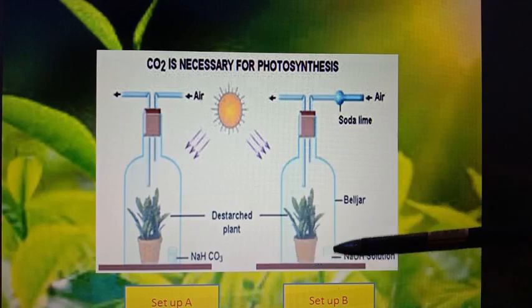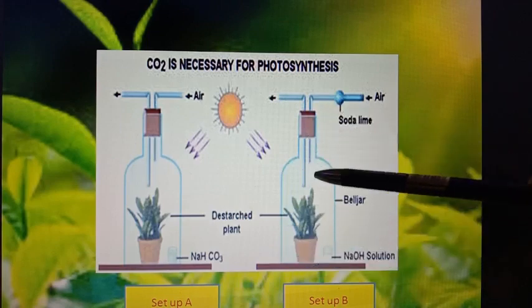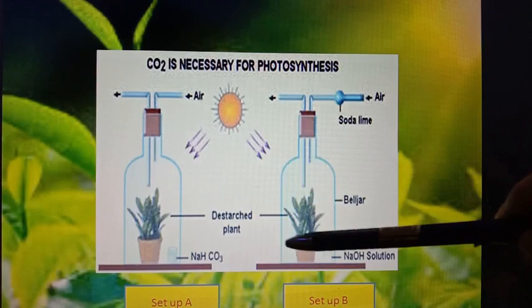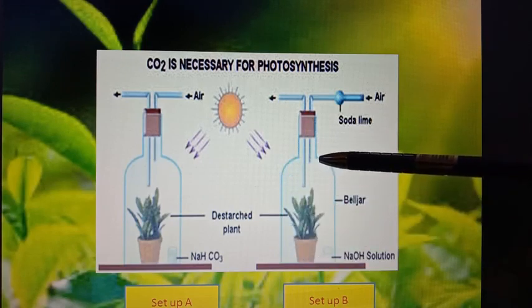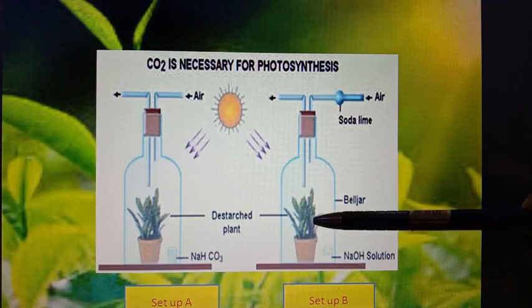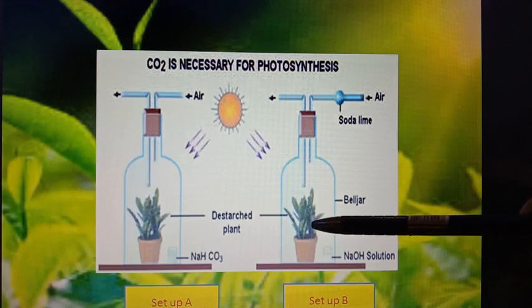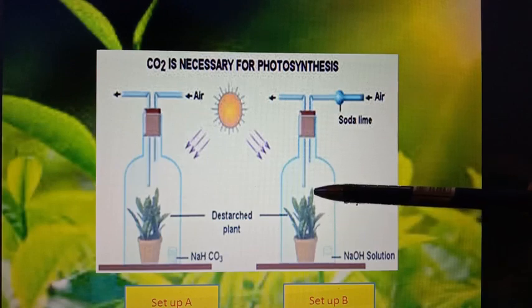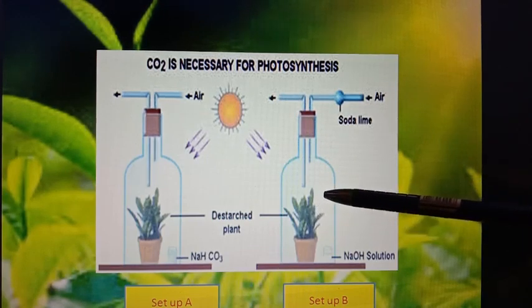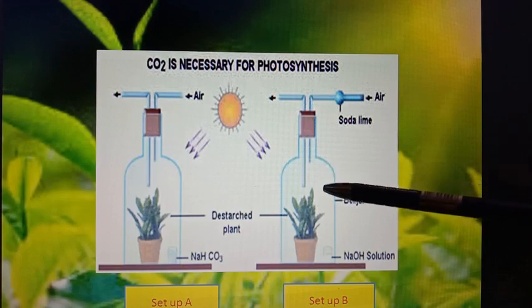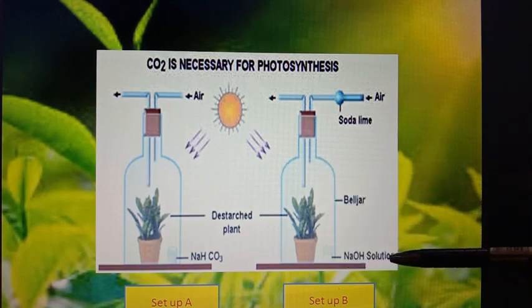So what happens in setup B? The air that is present in the bell jar doesn't contain any carbon dioxide. So for that, these plants can't perform photosynthesis and only respiration is possible for this plant, and by the respiration it will produce carbon dioxide. This carbon dioxide also will be absorbed by the sodium hydroxide solution.